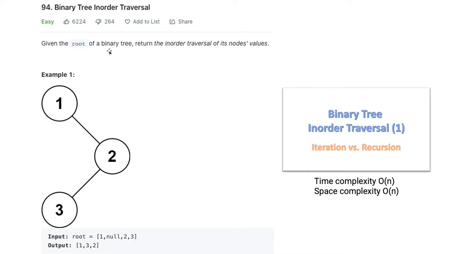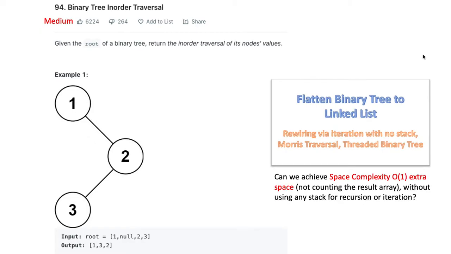The question is pretty straightforward. Given the root of a binary tree, return the in-order traversal of its node values. Previously on this question, I've made a video and the solution is based on iteration or recursion. It has a time complexity of n and a space complexity of n as well. In this video, we would like to challenge ourselves.